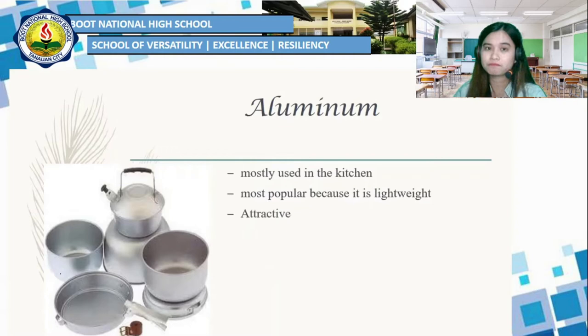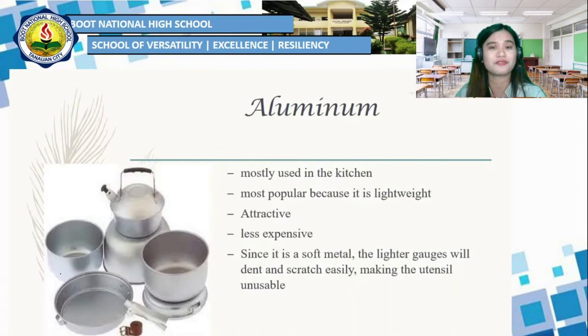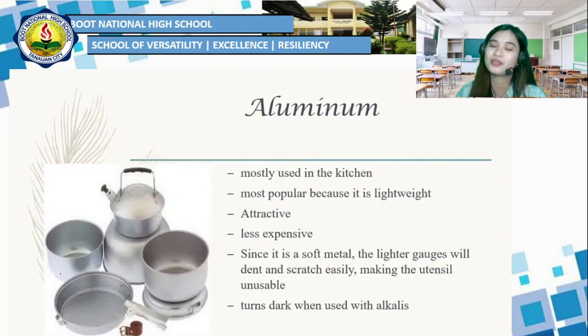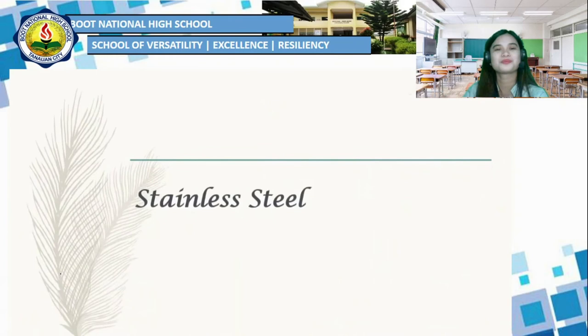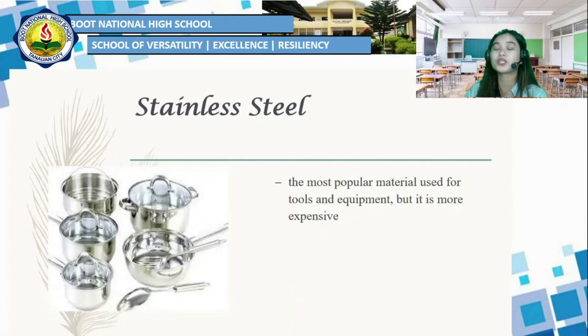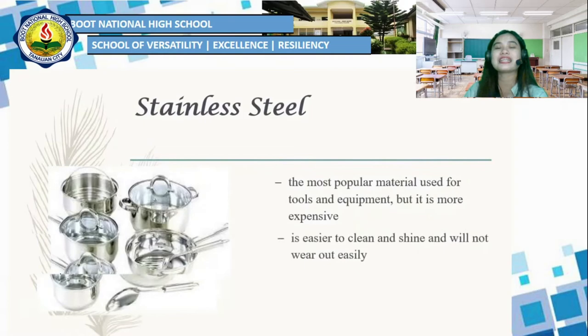Because it looks like silver, kaya medyo attractive siyang tingnan. And of course, aluminum is also less expensive. And since this is a soft metal, the lighter gauges will dent and scratch easily, making the utensils unusable. It turns dark when used with alkalis or alkalines. So that is aluminum. Next, we have the stainless steel. Stainless steel is the most popular material used for tools and equipment, but it is more expensive, right? Pag sinabi nating stainless, medyo mahal siya.